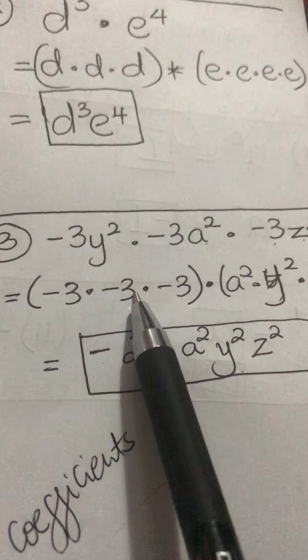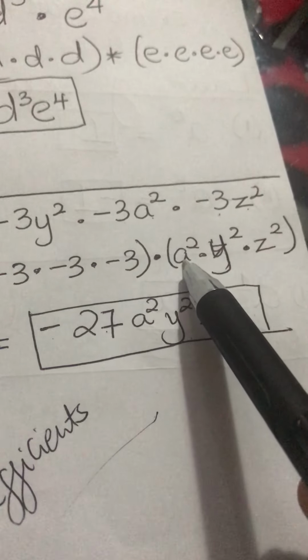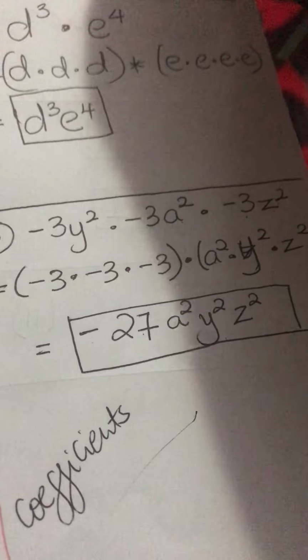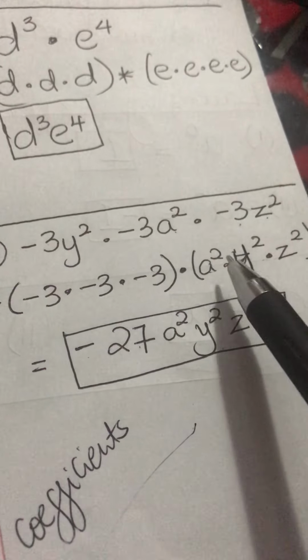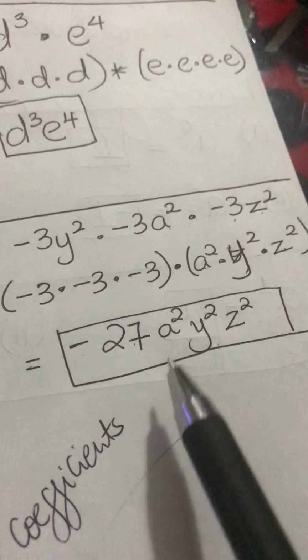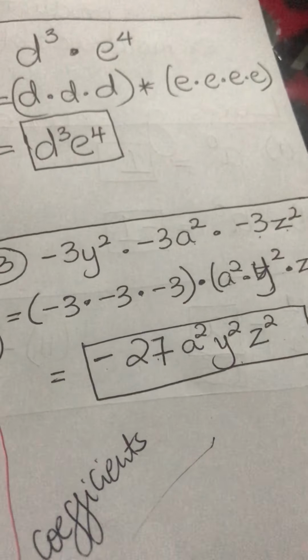3 times 3 is 9. 9 times 3 is 27. When I look at my powers, I arrange them in alphabetical order, and then I look if the bases are the same. None of the bases are the same, then I just write them without the dot, and that is our answer.